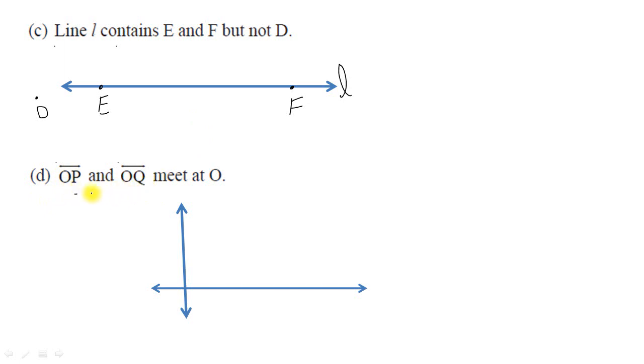Okay. Now let's see the D part, where you need to draw two lines OP and OQ. These are the two lines which meet at O. That means O is the common point of intersection, and that point of intersection is coming in both the lines. So this is the diagram, this is the figure for this. So this common point is O, where the two lines are meeting. So one can be written as OP and another one can be written as OQ. Is it clear?